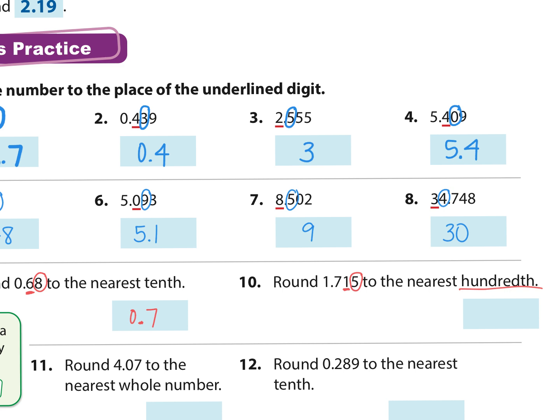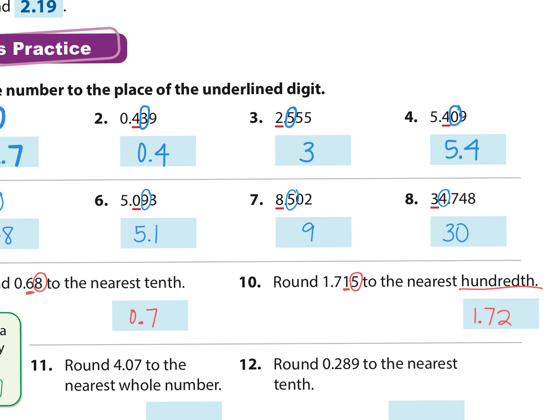Nearest hundredth. The 1 is in the hundredths place. That's the digit that will either stay the same or change, depending on the judge. So I'm going to go ahead and write down 1.7. Is it going to be 1 or 2? 2, and that's my answer.